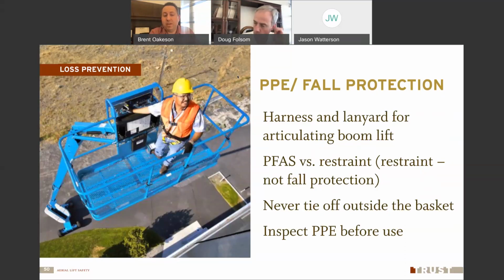Always inspect your PPE before use. Check the harness, make sure it's in good shape. Check everything out before you go vertical. Make sure everything's connected properly, that you have the right equipment, and that you're using it safely. That's the critical thing there.